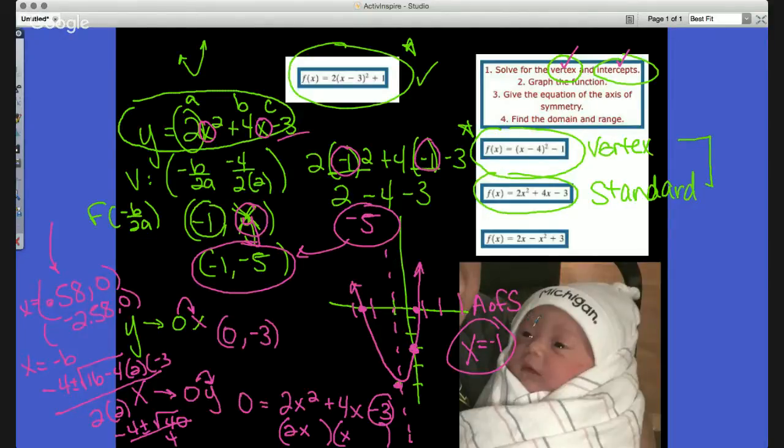And then my domain, put it over on this side. Furthest left is negative infinity, furthest right is positive infinity. Remember, domain is left to right; range is low to high. My low being negative 5. This should actually be a bracket because it hits there. And the high is going to be infinity with a parenthesis. So my domain, my range, axis of symmetry, x-intercepts, y-intercept. My y-intercept's 0, negative 3, and my vertex, okay?